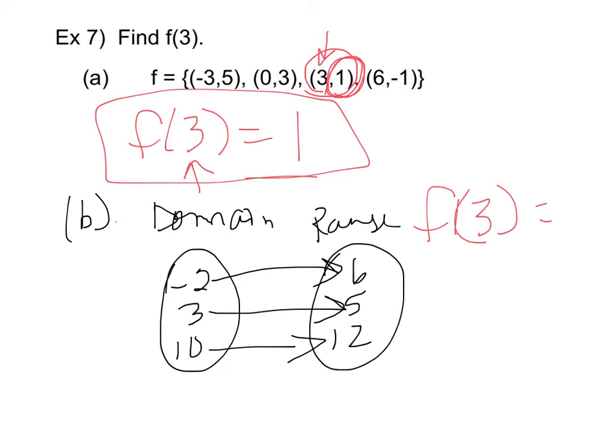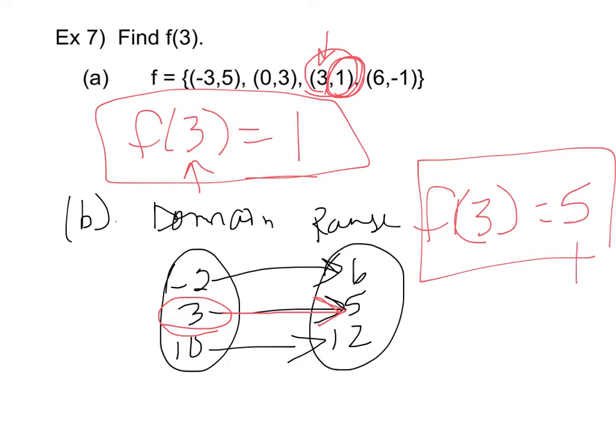So I'm looking at my domain and I'm trying to hone in on the 3. So 3 is mapped with what? The 5. Good. So if I'm looking at mapping, you can also find your function notation. Just look for your input or your domain, which is your 3. What's it in relation to? 5. That's it. Pretty cool, huh?